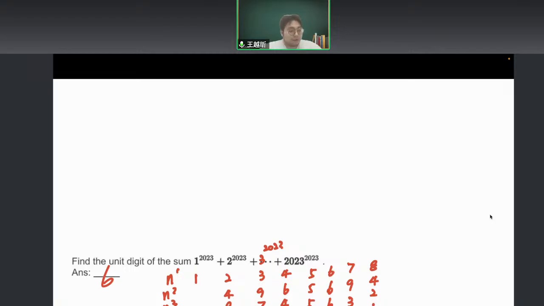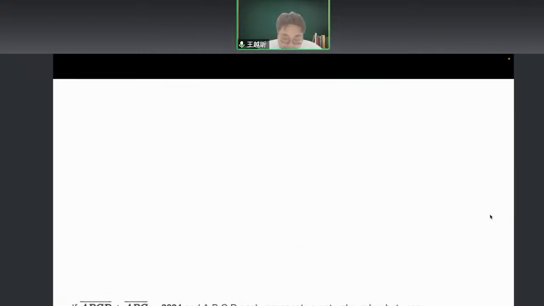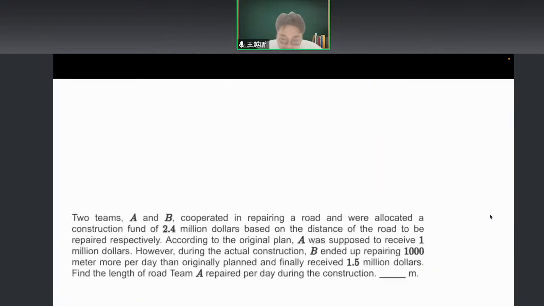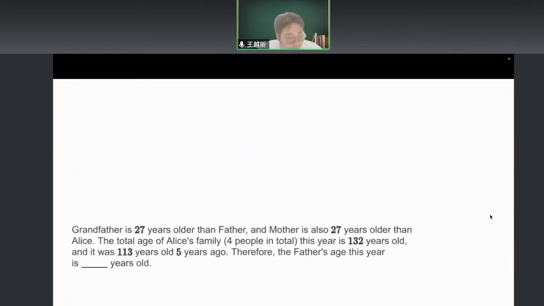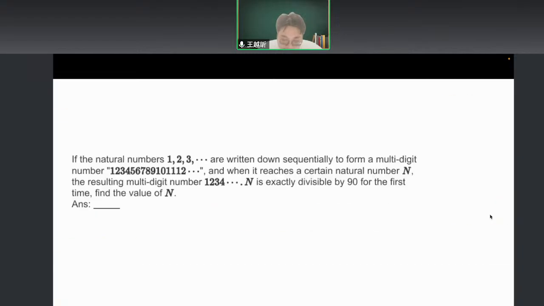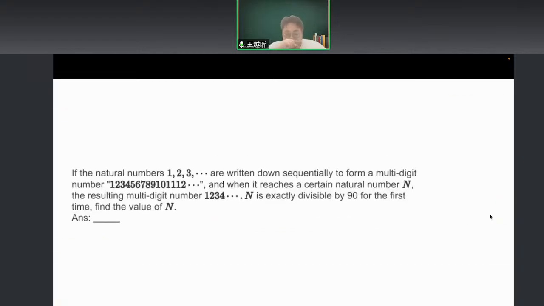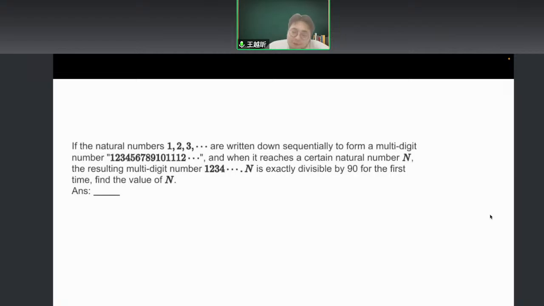So I will show you this one. Yeah, okay. So I think the answer, it's our question 13. So question 13, you need to find out 1, 2, 3, 4, 5, 6, 7, and so on to something. And something n, right? So it can exactly divide by 90.